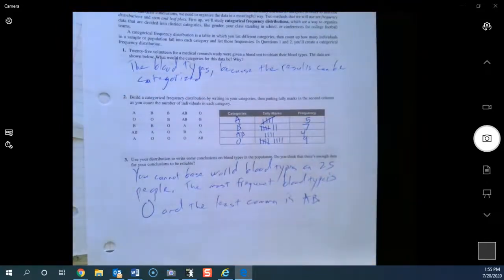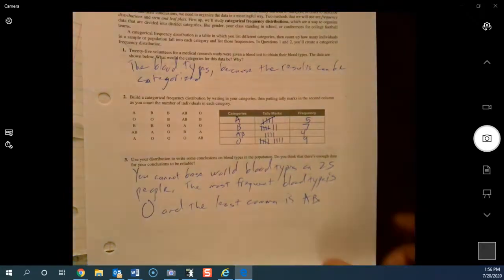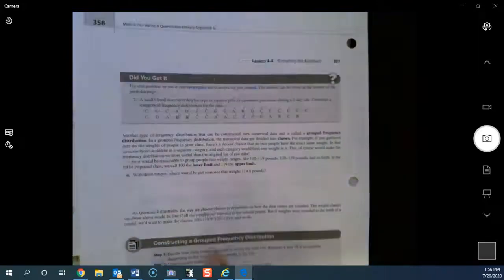But remember, I think it's close to 7 billion people, if not over that. So we cannot trust 25 people to account for 7 billion. That would be a little much there.